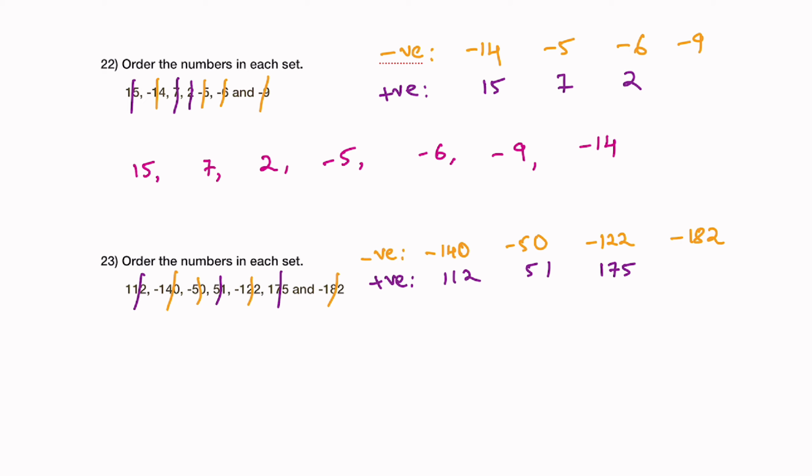So positive numbers 175, 112, and 51, right? Let's go to the negative ones. We will start with -50, -122, -140, and -182. So this is the way we order these numbers.